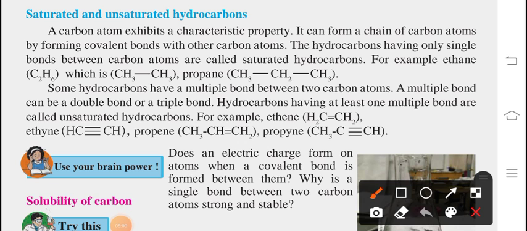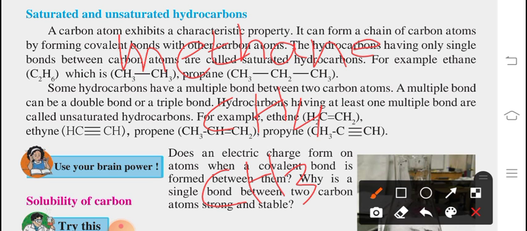Suppose we have seen the name methane. Its formula is CH4. When the number of hydrogen decreases in it, suppose it becomes CH3, then its name is also going to change. Instead of methane, it will be methyl.